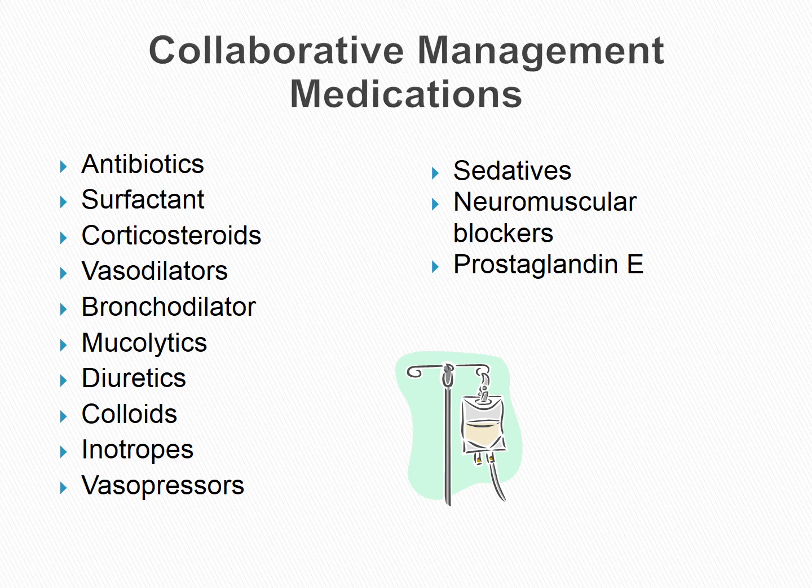Sedatives, neuromuscular blockers, that's for when they're on the ventilator. The vasopressors, again, is if there's a problem with blood pressure, they want to do that. Prostaglandin E, what can I tell you about that? It's experimental.